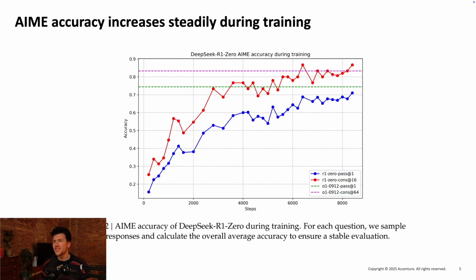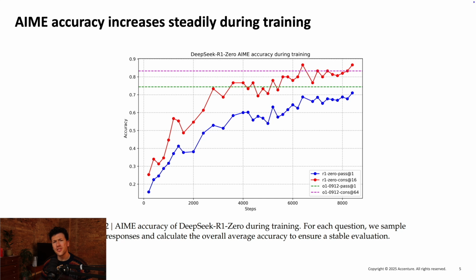And as you can see in this graph, the longer you let the RL run, the better the model gets. It starts from 10% accuracy on the AIME data set and goes up to over 70%. If you use majority voting, you can get another 15%, so you end up at 87%, which is even better than the O1 performance for this specific data set.